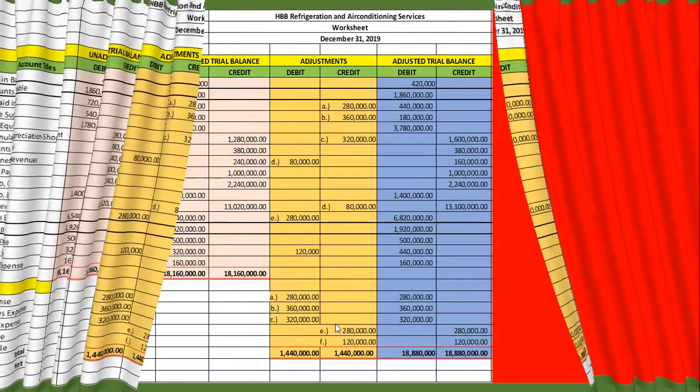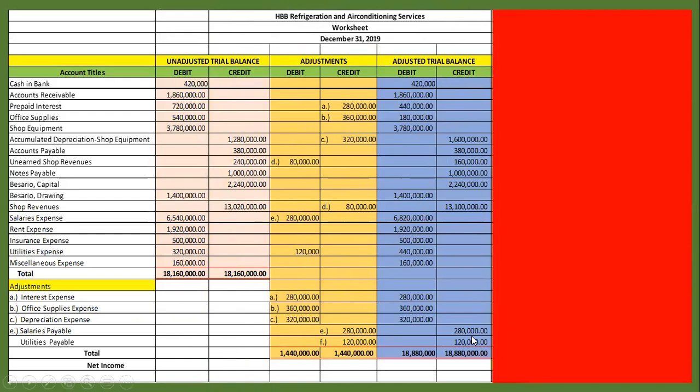Next, we are now to work with the adjusted trial balance. So what you will do is combine the unadjusted trial balance figures and the adjustments column figures. So we'll start. For cash in bank, we don't have any changes, so you just copy the amount. Observe the same debit, the same credit for those with no changes.